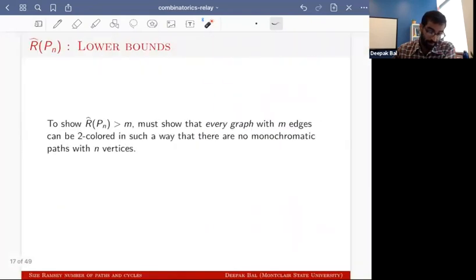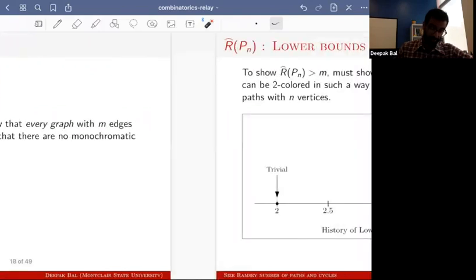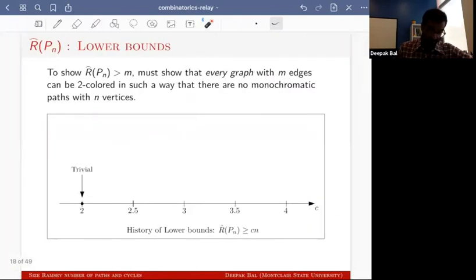All right, so to show a lower bound, what do you need to show? To show that the size Ramsey number of Pn is greater than m, you need to show that every graph with m edges can be two-colored in such a way that there are no monochromatic paths. All right, so a trivial lower bound.